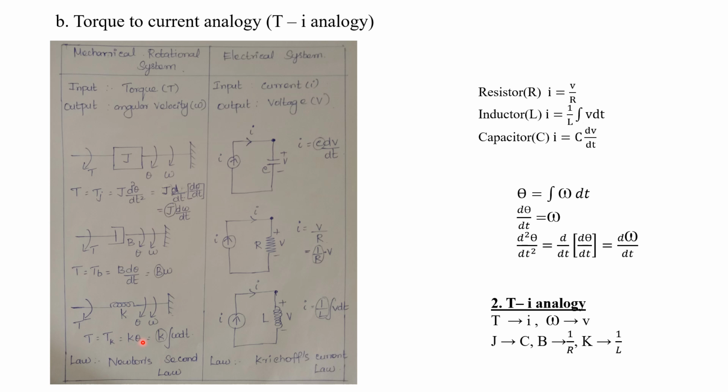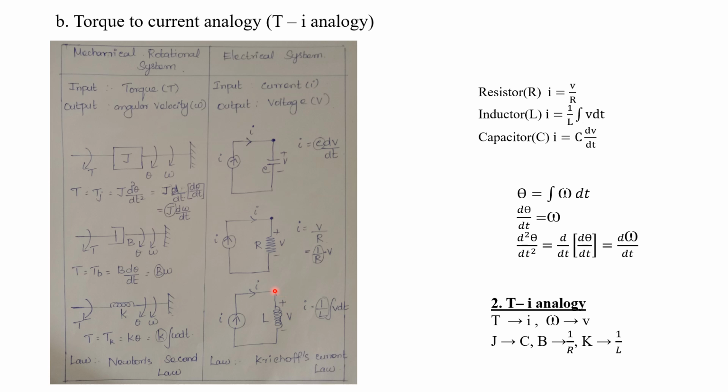What's the formula for Tk? That we know, K into theta. Now we can write the value of theta in terms of omega. Theta is equal to integral omega dt, so instead of theta, we can write integral omega dt. This can be transformed into an electrical component, the inductor. Then only we get a similar form of equation. So when we connect an inductor here with a current source I, what happens? There will be a current through the inductor and it causes a voltage across the inductor, that is V.